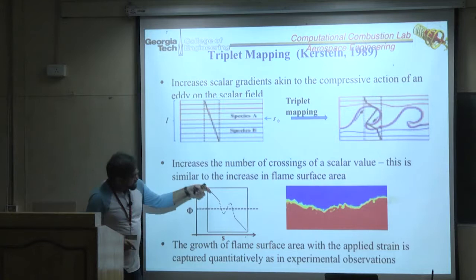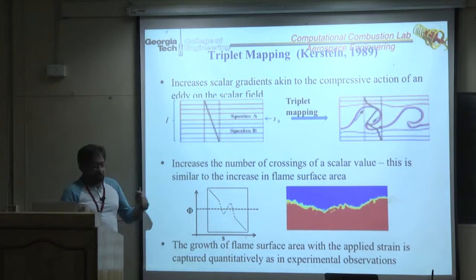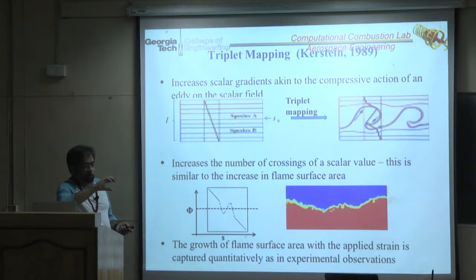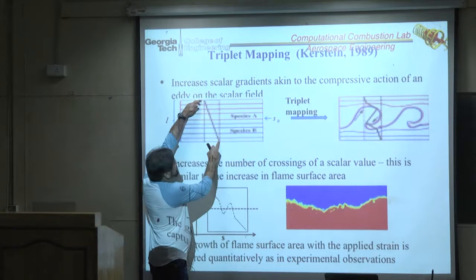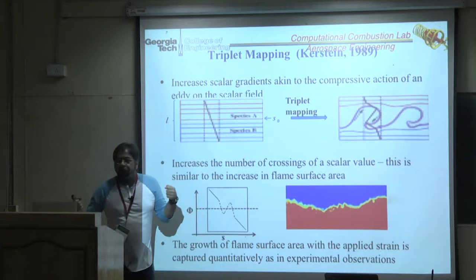So a single scalar eddy, the size of the eddy is this, and this is what happens. It does a triple compression. If you think about anybody doing DNS and you look at a turbulent eddy or a scalar field, after a vortex has turned around, you'll see that the scalar gradient is becoming compressed. Initially it was like this, the length of the scalar field is this, now it has gone up. So the eddy has stretched the flame. Interfacial area is going up. That's what turbulent eddies do.